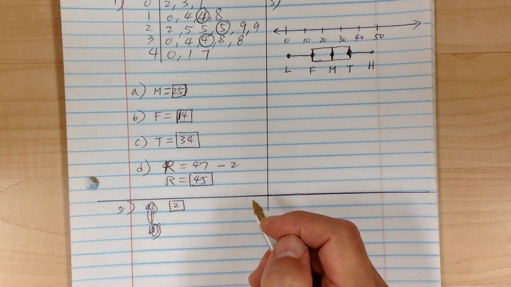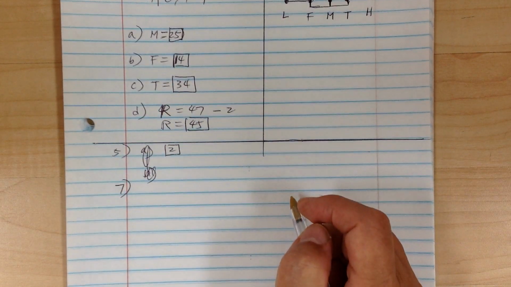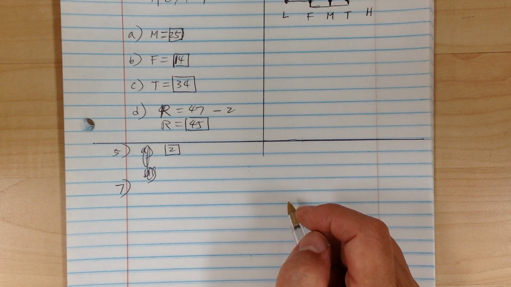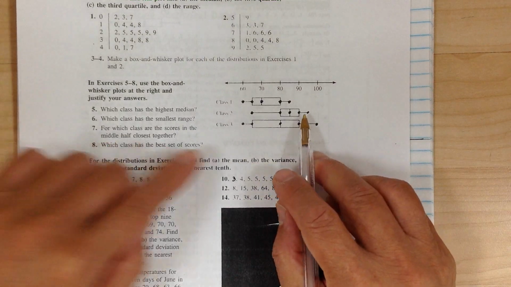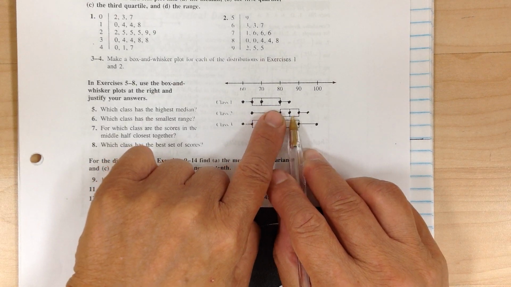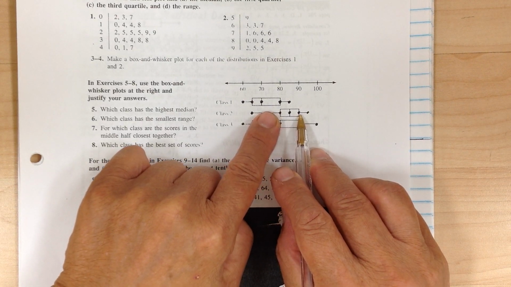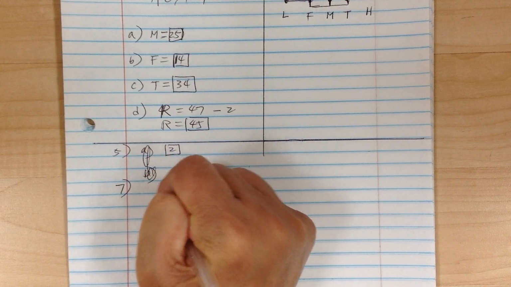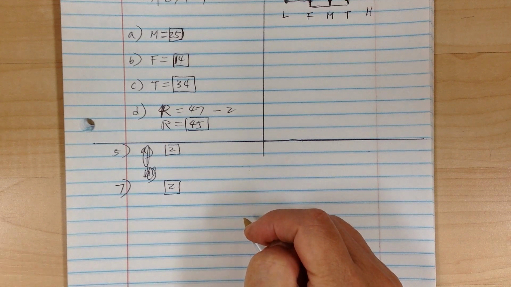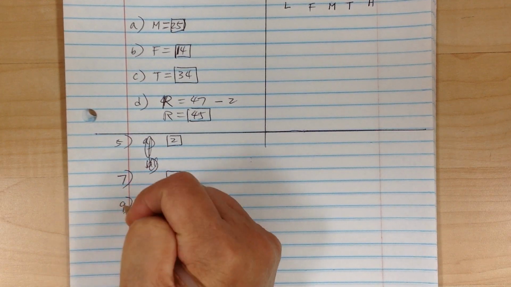Okay, number 7. Which class are the scores in the middle half close together? Okay, so the middle half is this over here. So class 2 would have the middle half closest together. Okay, so this would be class 2.